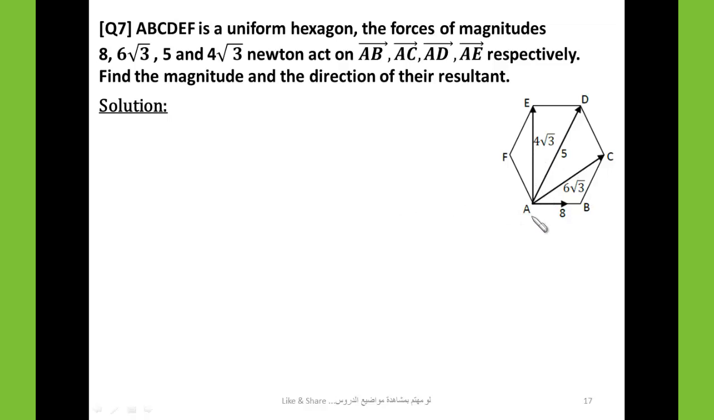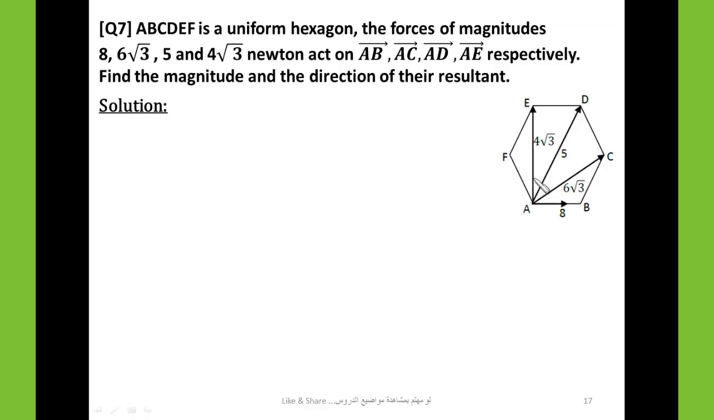You have to know that the angle between AC and AB equals 30 degrees. Also, the measure of the angle between AD and AC equals 30. Here is 30, here is 30.